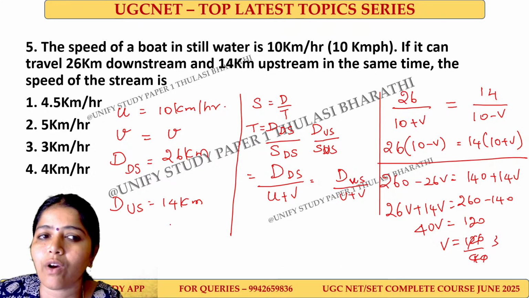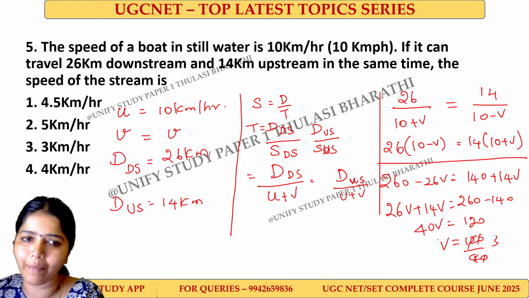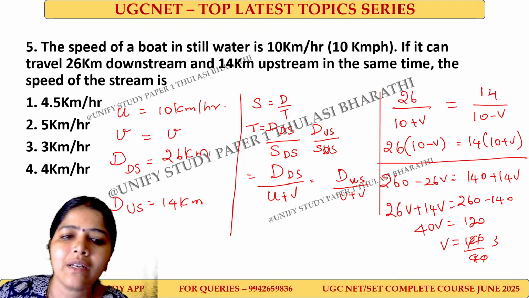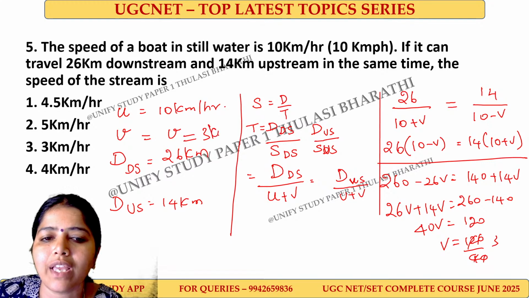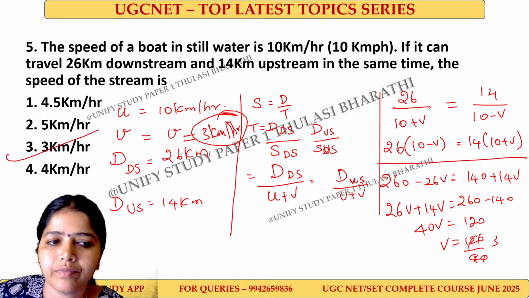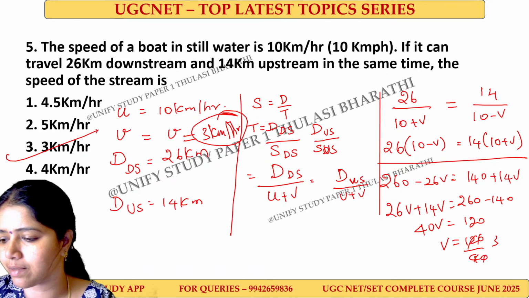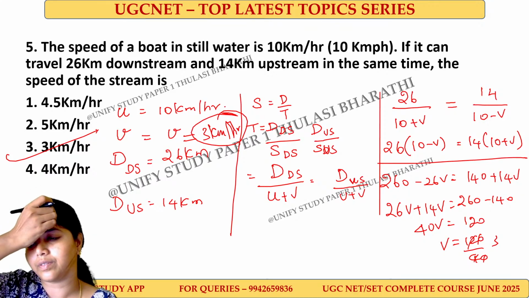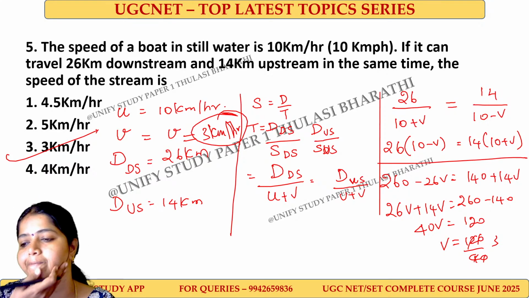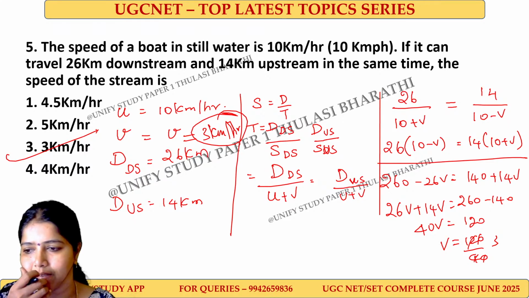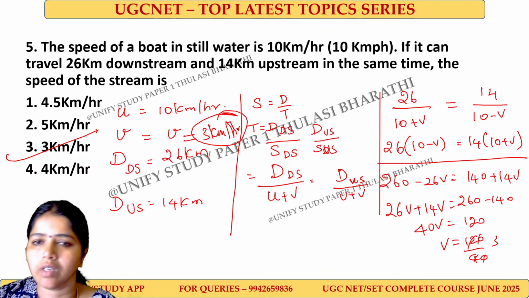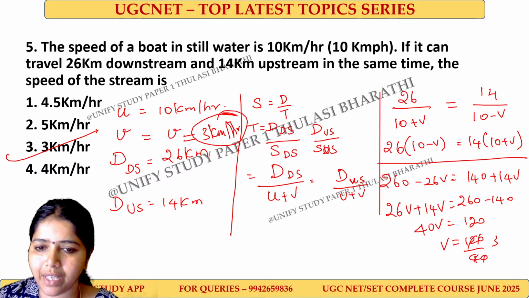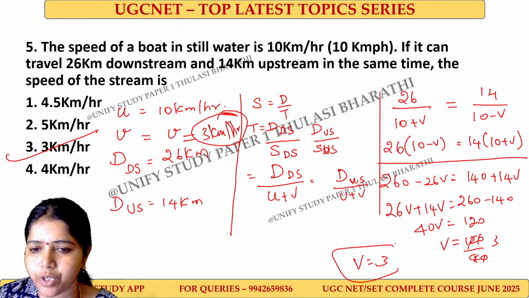So what is the speed of the stream? That is equal to 3. Am I clear? So the speed of the stream is equal to 3 km per hour. You got the answer, learners? Please let me know. Yes or no? Learners, these are compulsory topics that we get in the examination. So v is equal to 3, option 3 is the right answer.